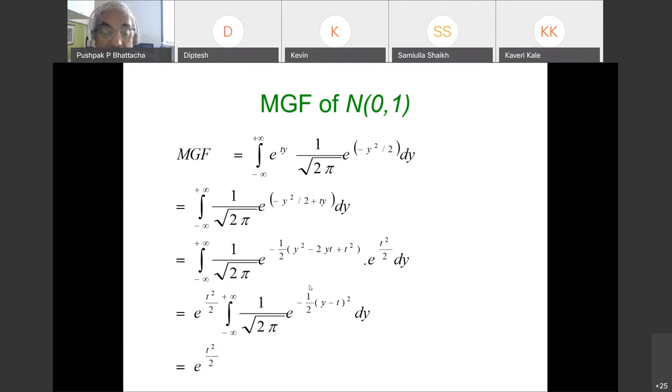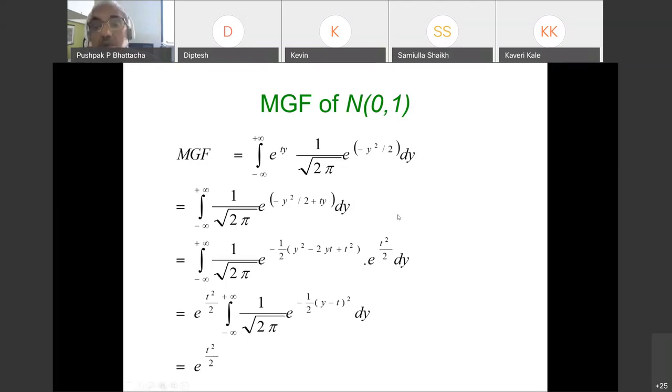So you can verify that if you take the derivative and set t equal to 0, then the value will come out to be 0, showing that the mean of a standard normal distribution is 0. And if you take the second derivative and work towards finding the variance, you will find that it comes out to be 1, showing that the standard normal distribution has variance 1, or standard deviation 1. So I have shown the MGF of the standard normal distribution.